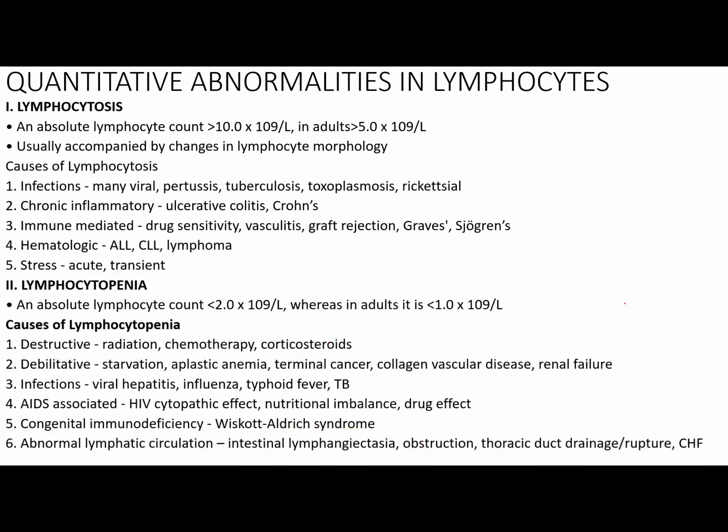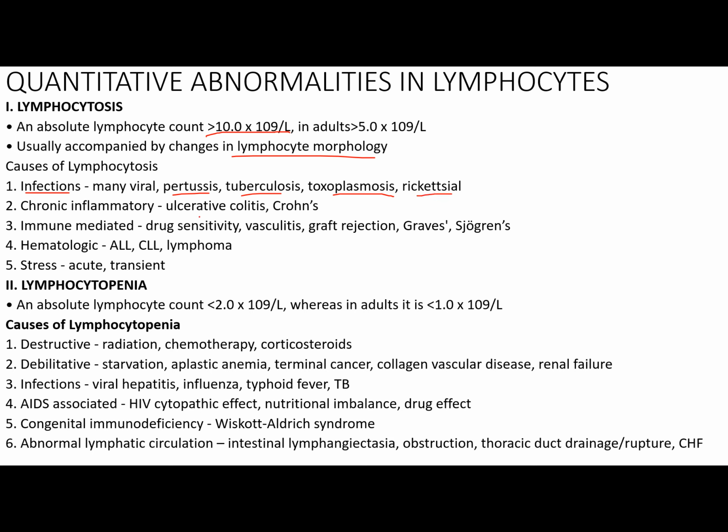Now let's go to the different variations. The first one is lymphocytosis. This is an absolute lymphocyte count of greater than 10 times 10 raised to the 9 per liter in adults and 5 times 10 raised to the 9 per liter in children. Usually accompanied by changes in lymphocyte morphology. Causes of lymphocytosis: infections, many are viral, pertussis, tuberculosis, toxoplasmosis, rickettsial.